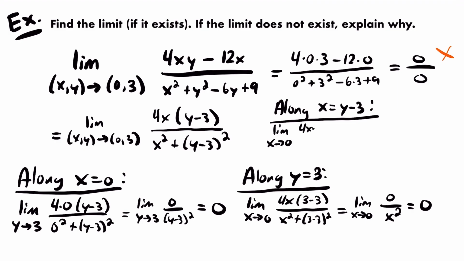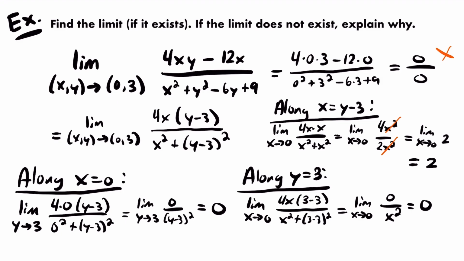So we'll have 4x times x divided by x squared plus x squared, which simplifies to the limit as x approaches 0 of 4x squared divided by 2x squared. And then we can cancel out those x squareds because anything divided by itself is 1. So you'll just have the limit as x approaches 0 of 4 divided by 2, which would be 2, right? This would be the limit as x approaches 0 of 2, which equals 2. And that is what we were hoping for. That is a value that is different than what we found for our other paths.